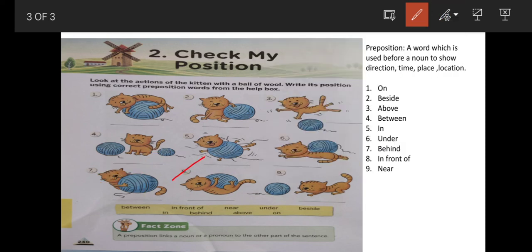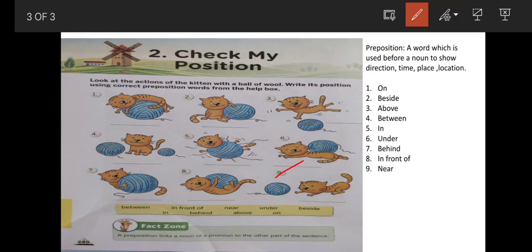Next, 8. What is the position of the cat? The cat is in front of, right in front of, in the given blank, in front of the wool. This picture looks like the cat is below the wool, but the position of the cat is in front of the wool. This is the cat, and behind the cat, this is the woolen ball. So the cat is in front of the wool.